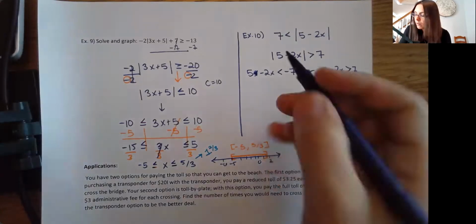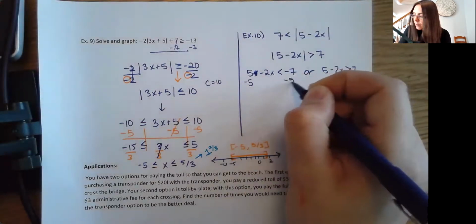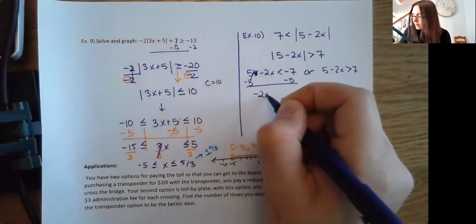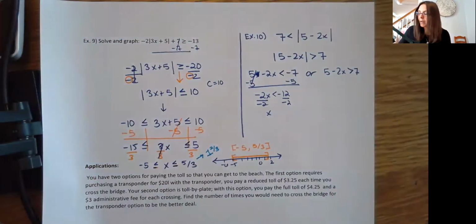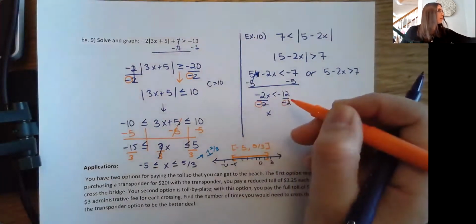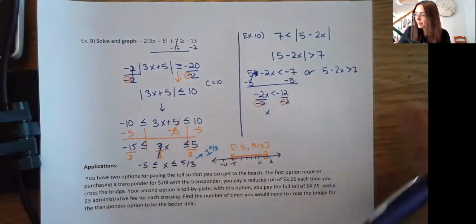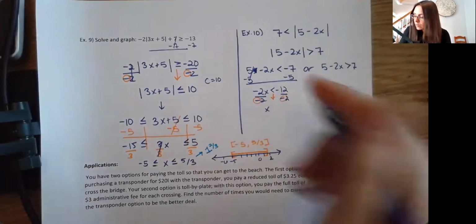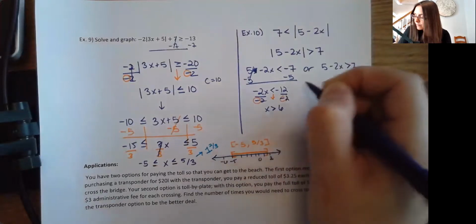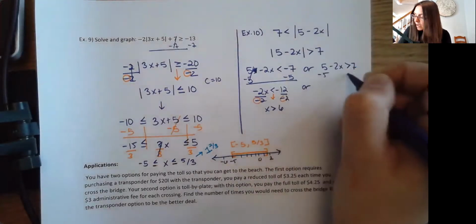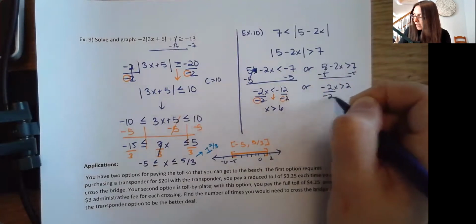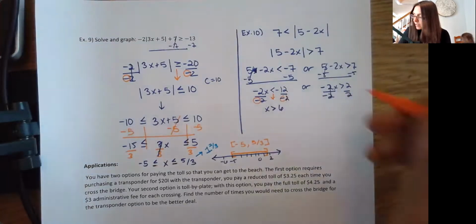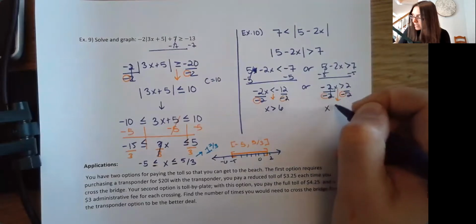And now I'm going to go ahead and solve. So on the left, I'm going to subtract 5 from both sides. I'm going to divide by -2. Be careful here. You're dividing by a negative. So I am going to have to flip that inequality sign. So I have x is greater than 6. And then over here, I'm subtracting 5. -2x is greater than 2. I'm dividing by -2. And again, be careful there. We're going to flip that sign. And I have x is less than -1.